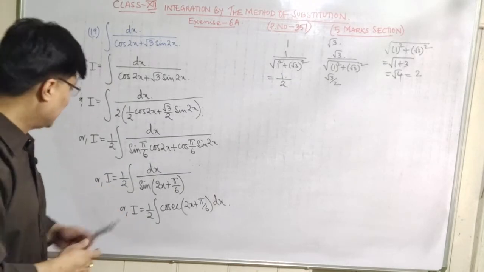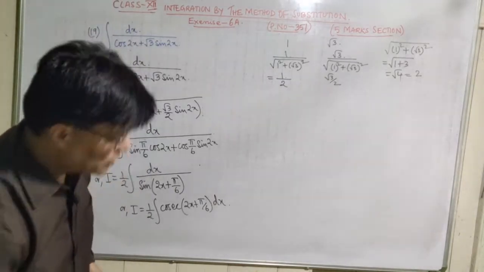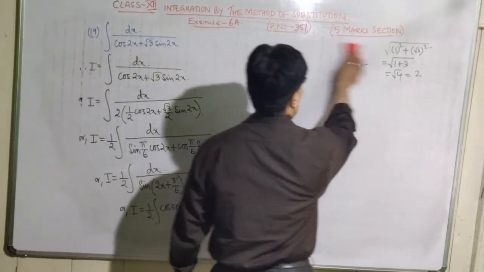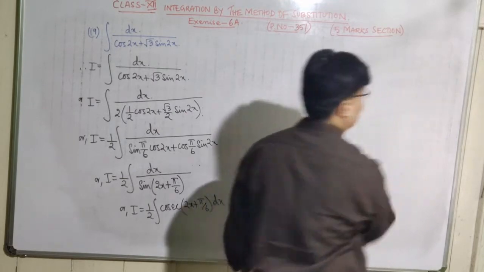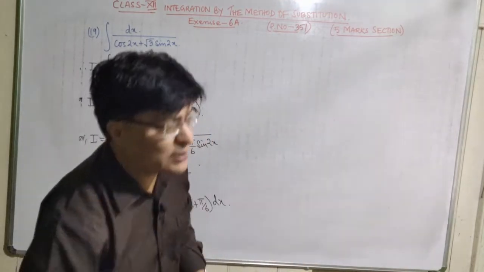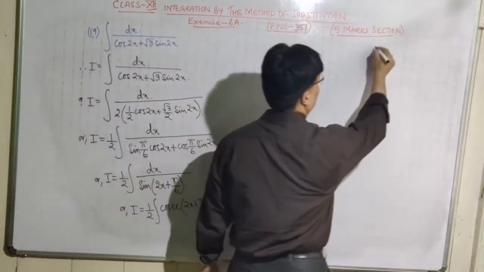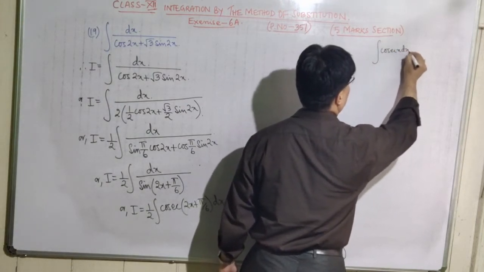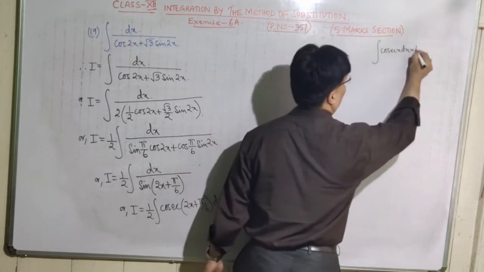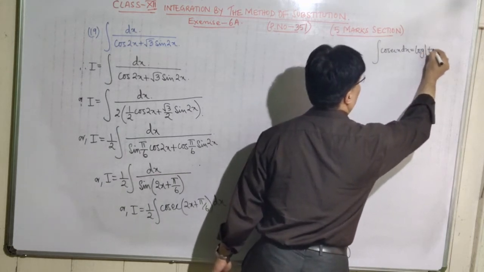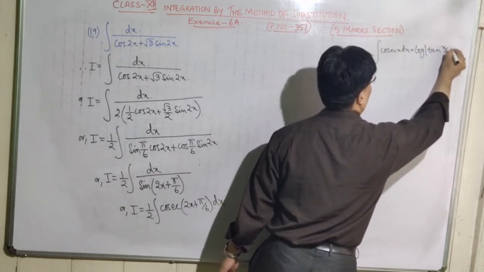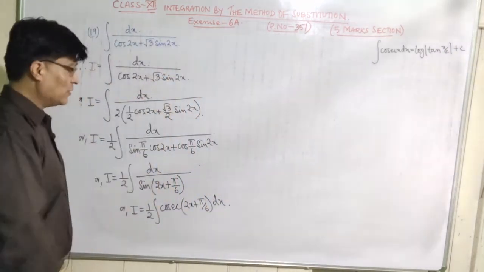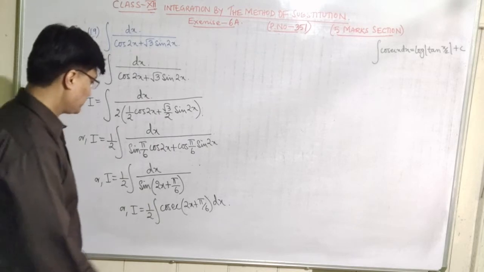So now let us integrate it. This is the form integration of cosec x, right? So you know that integration of cosec x dx is log tan x by 2, isn't it? What is the formula? It is log within mod tan x by 2 plus c. Okay, so that is the formula you have to use here.